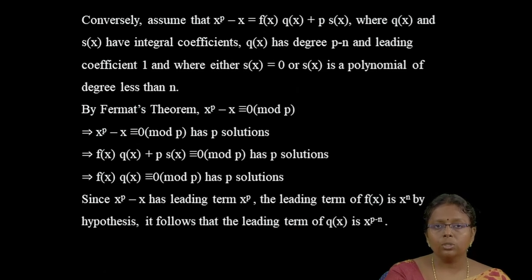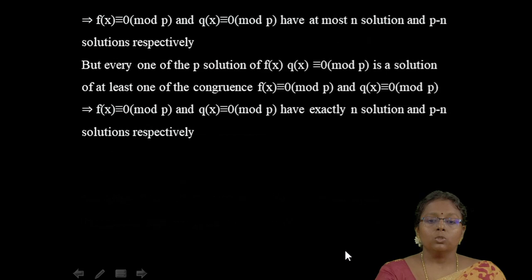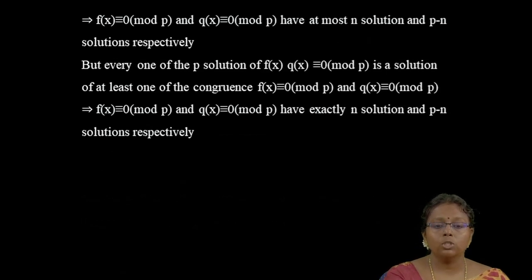Here also we are going to use Fermat's theorem, x^p − x ≡ 0 mod p, which implies x^p − x ≡ 0 mod p has p solutions. So finally we are getting that f(x)·q(x) ≡ 0 mod p has p solutions. Since x^p − x has leading term x^p, the leading term of f(x) is x^n. By the hypothesis, it follows that the leading term of q(x) is x^(p−n). So we are getting f(x) ≡ 0 mod p and q(x) ≡ 0 mod p have at most n solutions and p − n solutions respectively.